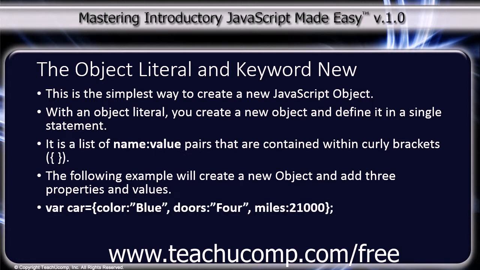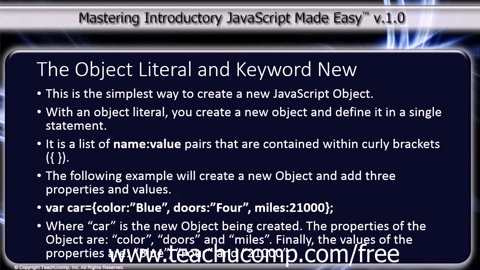var car = {color: "blue", doors: "4", miles: 21,000}; Where car is the new object being created. The properties of the object are color, doors, and miles. And finally, the values of the properties are blue, 4, and 21,000.